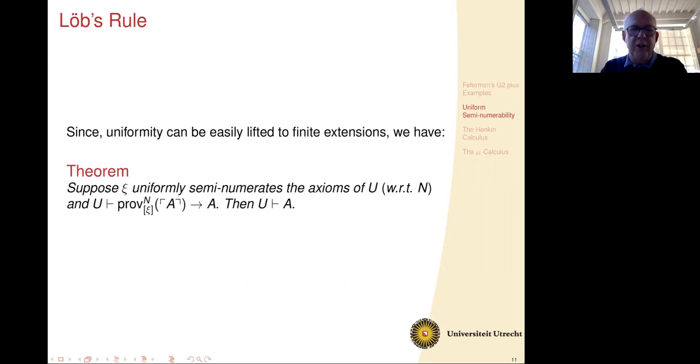I noted that, of course, uniform semi-enumeration is in a trivial way extendable to finite extensions. And so we have a little bit more. We also have Löb's Rule: if U proves that A is Xi provable implies A, then U proves A. So we have Löb's Rule also in this very general context. So now something happened.